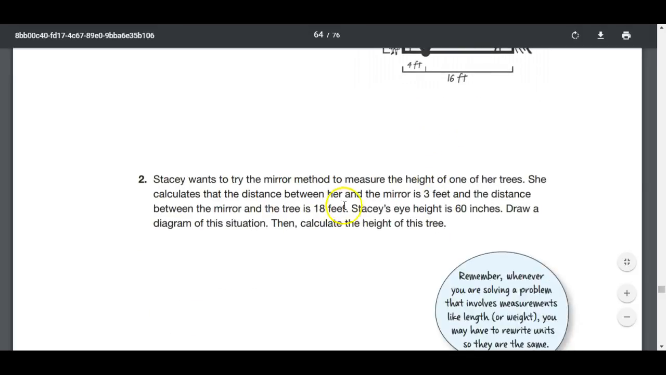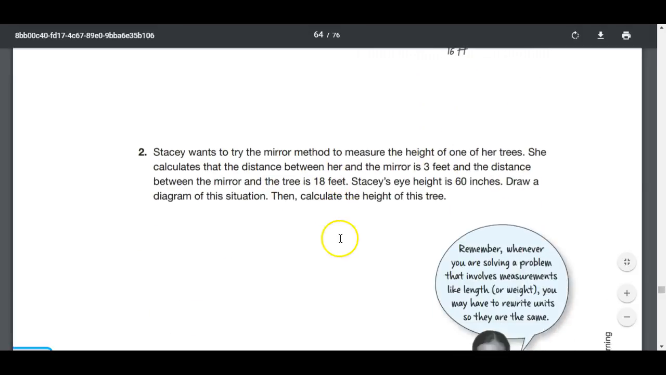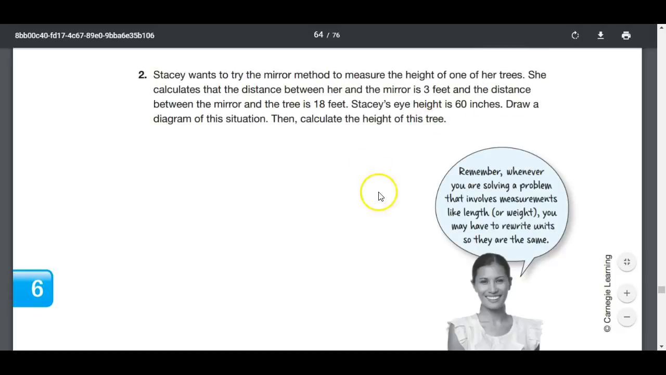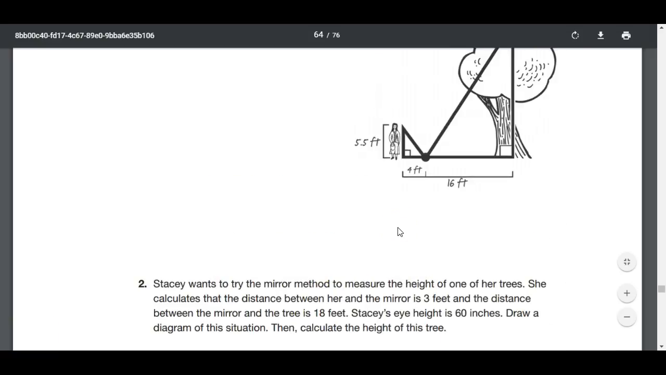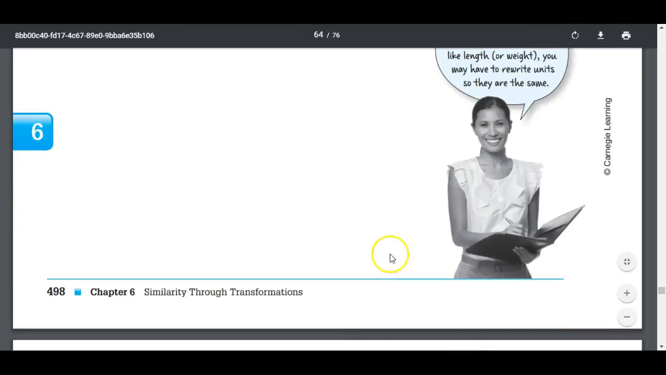And here she's just doing another one, the same kind of idea. They've given you the information that you need to basically solve this. You have 18 feet, you have 3 feet, you have her being 60 inches, which is 5 feet. You have to draw it out. It's going to look like this, right? But 5 feet, 3 feet, and 18 feet, and you can use that to figure out how tall the tree is.